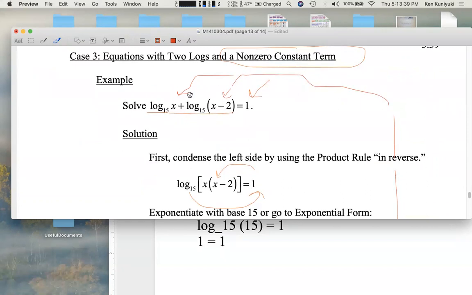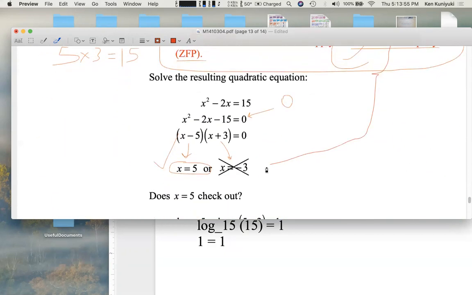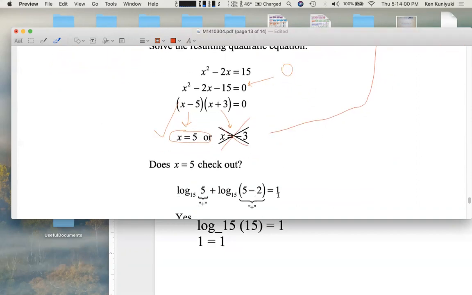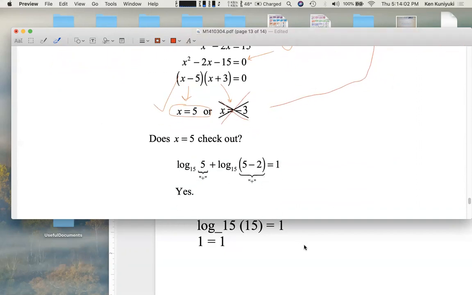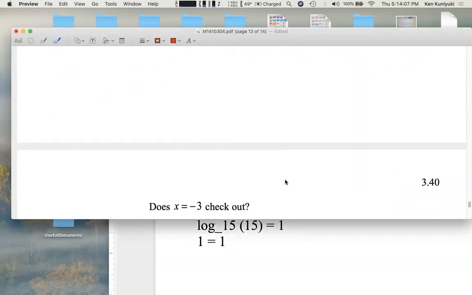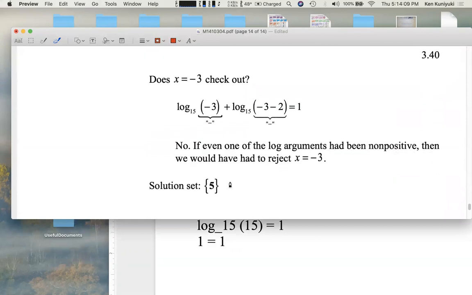The sad thing is that if you were to plug into here, that could be misleading because when you multiply two negatives, you get a positive. This is a demonstration as to why you got to plug into the original equation, not even the next step. All right, in any case, negative 3 is rejected. The 5 does check out, as I mentioned in more detail over here, and the negative 3 does not. Here's our solution set.